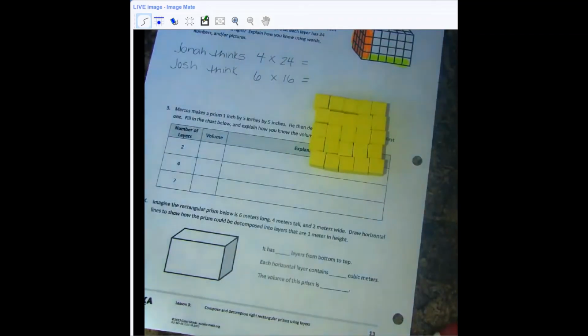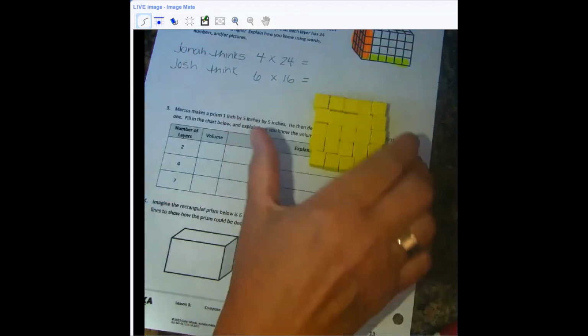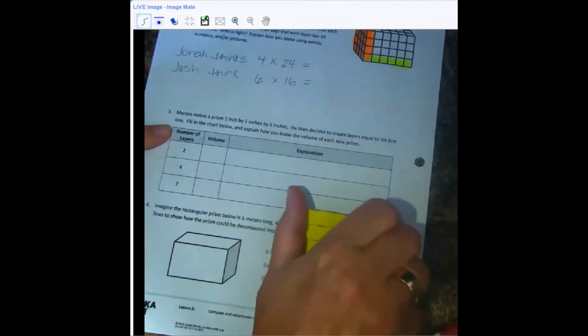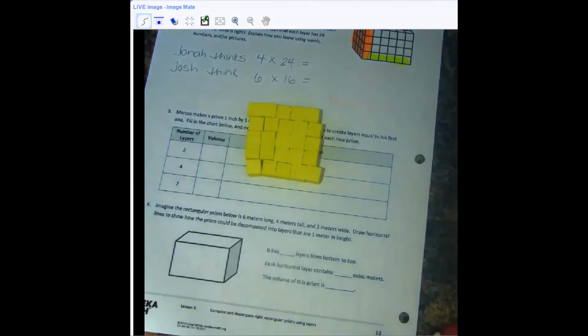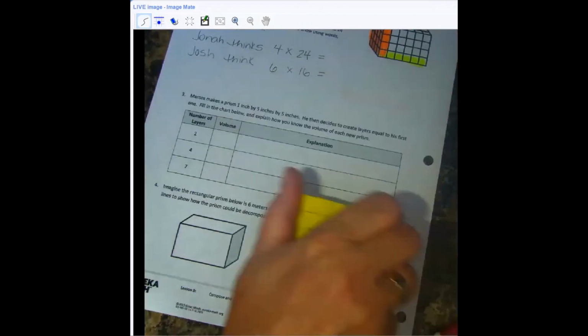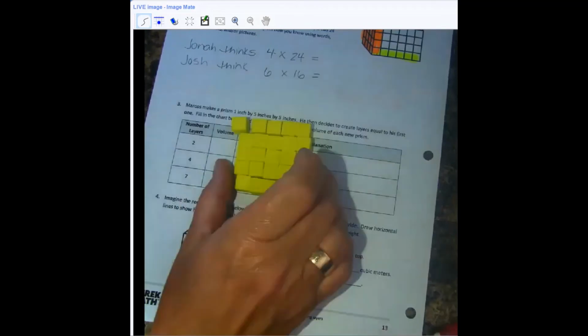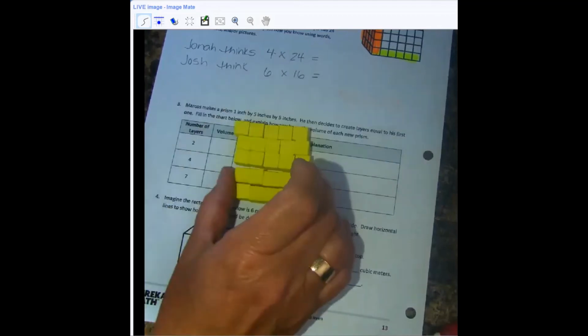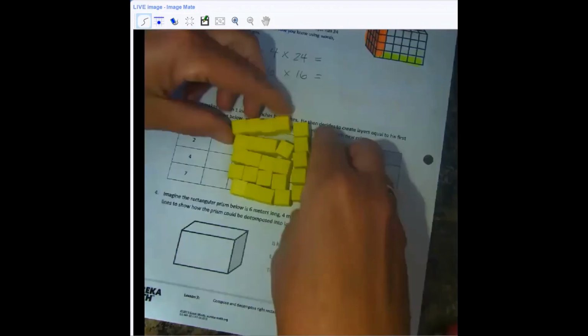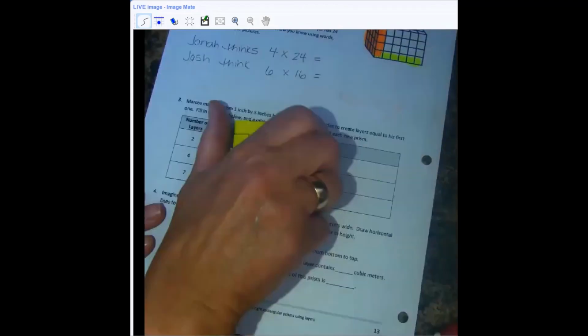So now they want us to take this. He then decides to create layers equal to his first one. So here's his first one. Now we need 2 layers, but we have to be using the same amount of cubes. So 2 layers, well, it's not going to be a prism. Oh, wait. I'm not understanding the directions. Sorry, guys. They want us to make 2 layers of 25.